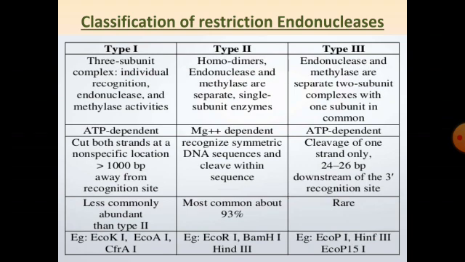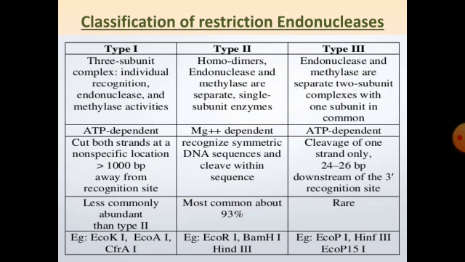Then type 2 restriction endonucleases. They are homodimers. In this enzyme, endonuclease and methylase are separate single subunit enzymes. It is a Mg2 plus dependent enzyme. It recognizes symmetric DNA sequences and cleaves within the sequence. It is the most common, about 93%. Examples for this enzyme are EcoR1, BamH1 and HindIII.